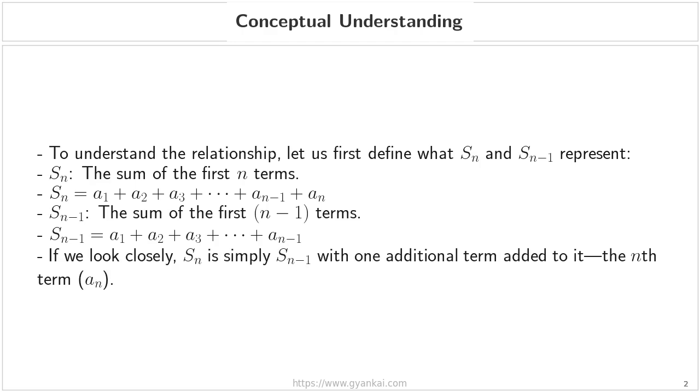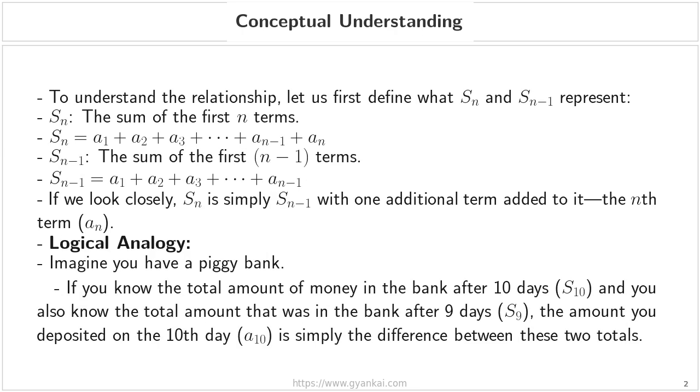If we look closely at these two expressions, you will notice something very important. S_n is simply S_{n-1} with one additional term added to it, and that specific term is the nth term, or a sub n. To make this even clearer, let's use a logical analogy.